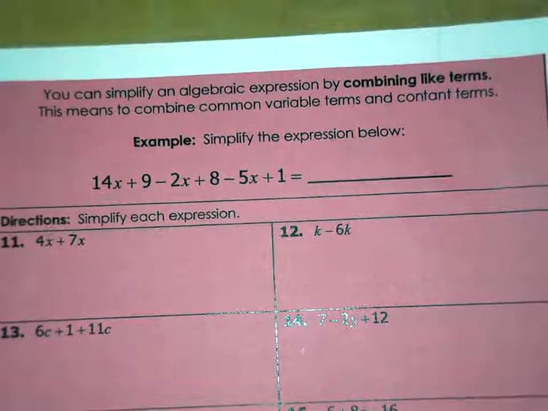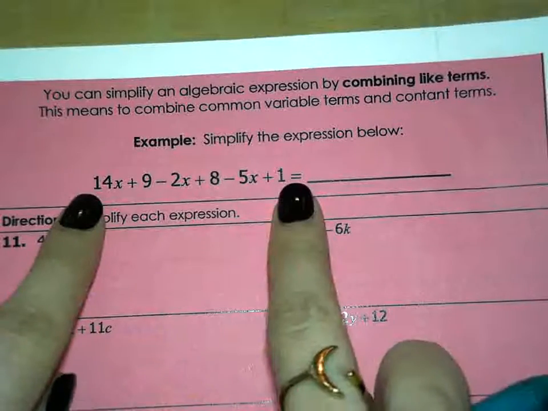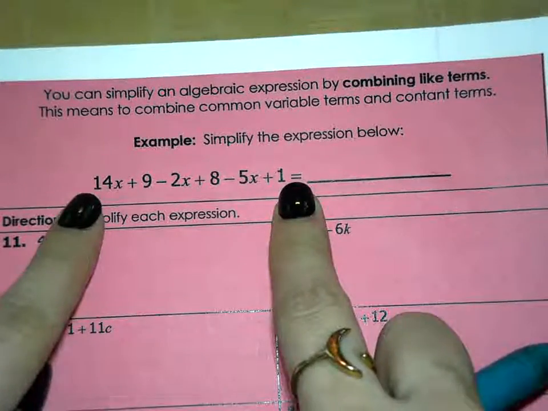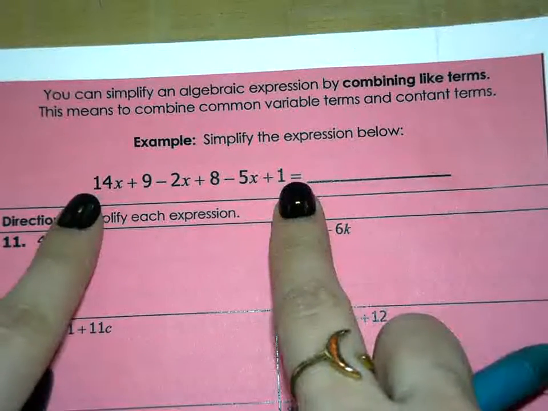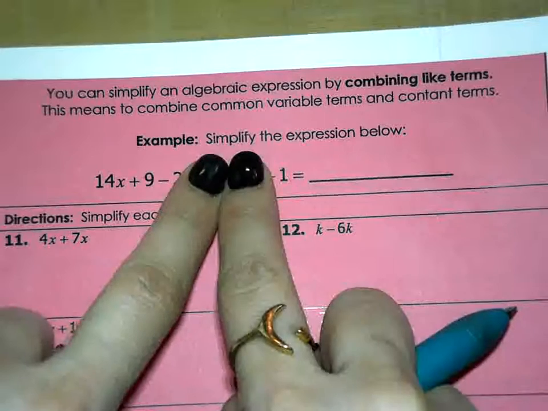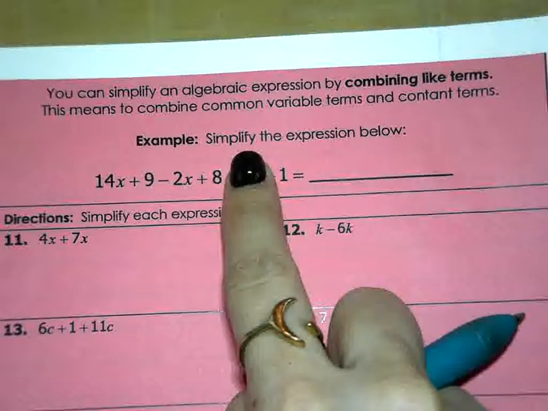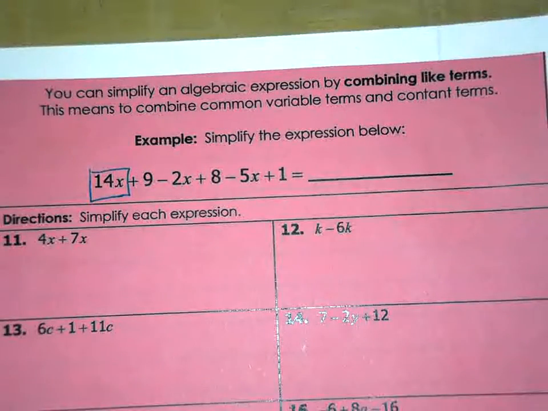Okay, so I do not want this really big long expression, the 14x plus 9 minus 2x plus 8 minus 5x plus 1. I don't want it. That's way too long. I want to simplify. That's why they say to simplify, because you're not solving it, you're simplifying it to make it smaller. So my first term is what? 14x. I'm going to take one of my colors and box in that 14x.